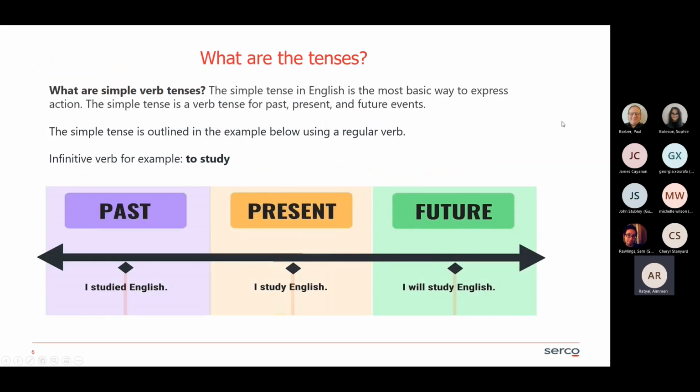So what are tenses? The simple tense in English is the most basic way to express action. The simple tense is a verb tense for past, present and future events. The simple tense is outlined in the example below using a regular verb. So infinitive verb, for example, to study, your past is I studied English, your present is I study English, and your future, the green part, I will study English. So you've got one phrase, but you've got the past, present and future.